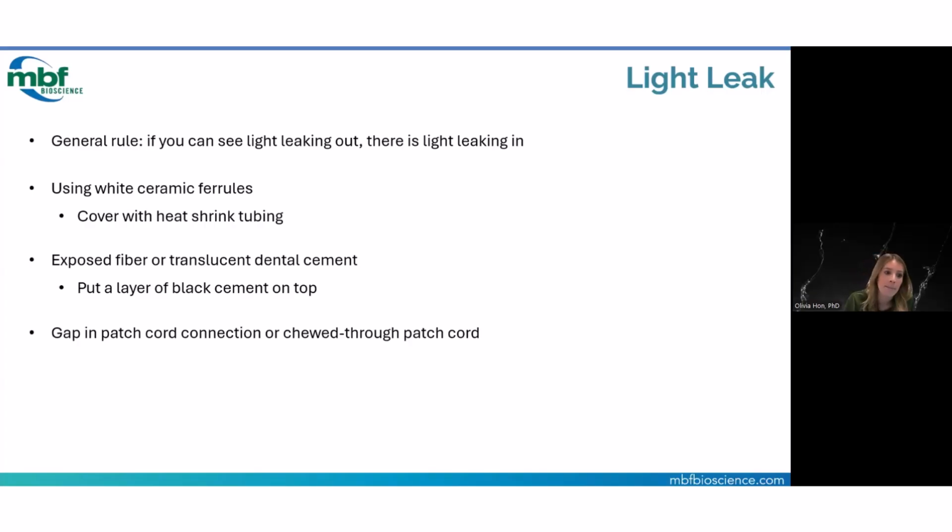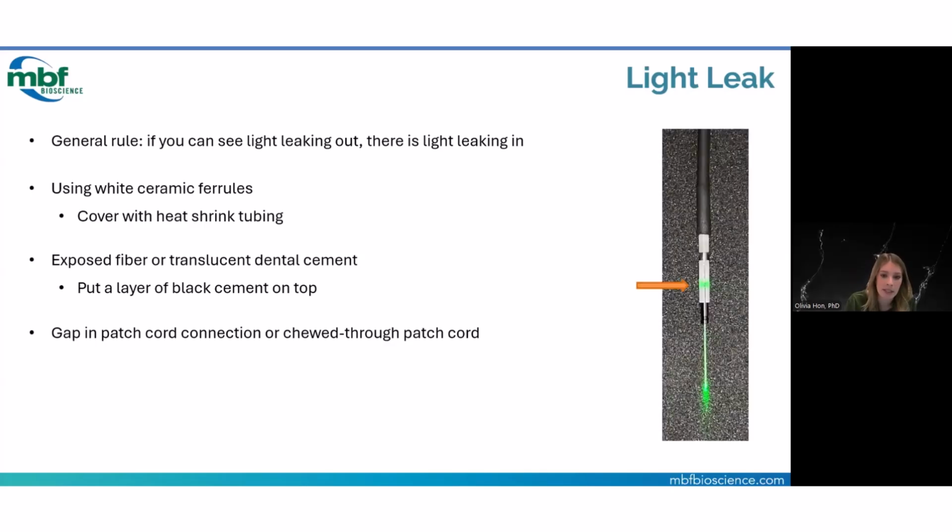The other thing that happens often is a gap where your patch cord attaches to your fiber. You want to make sure that patch cord is fully seated on there so that there's no light coming out, like in this picture. Same thing if your patch cord gets chewed or something and you see light coming out of the side of your patch cord, it's going to be a problem. The easiest way to test if you have light leak is just flip the room lights on and off while you're recording. If you see a step function like this, it means you have light leak. If your signal is stable, you're good.